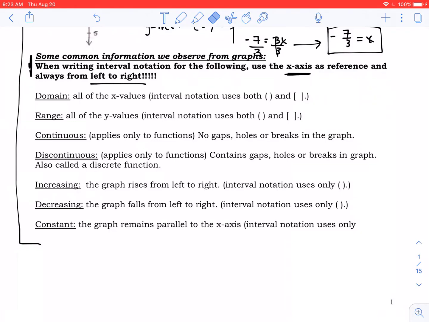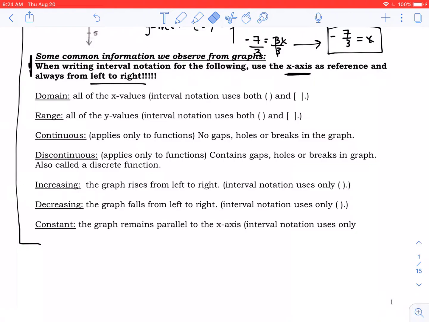Continuous. A function is continuous if you can draw it without picking up your pencil. So this would be an example of a continuous function. A function is discontinuous if when you draw it, you have to pick up your pencil and then continue on. This here, this gap, is a discontinuity. And we'll see examples of all of this here in a second.